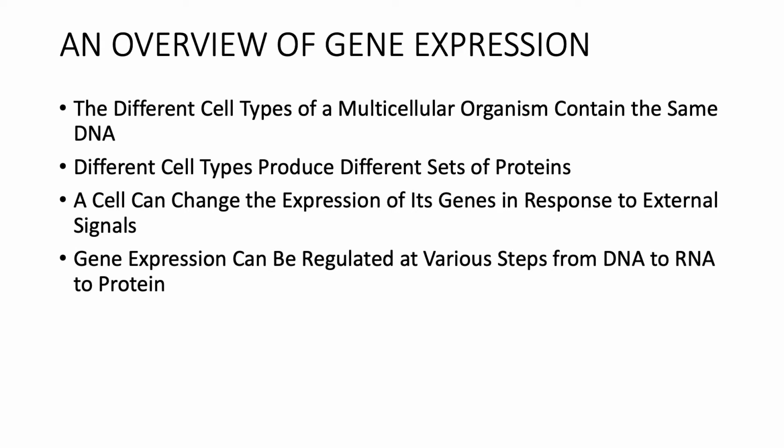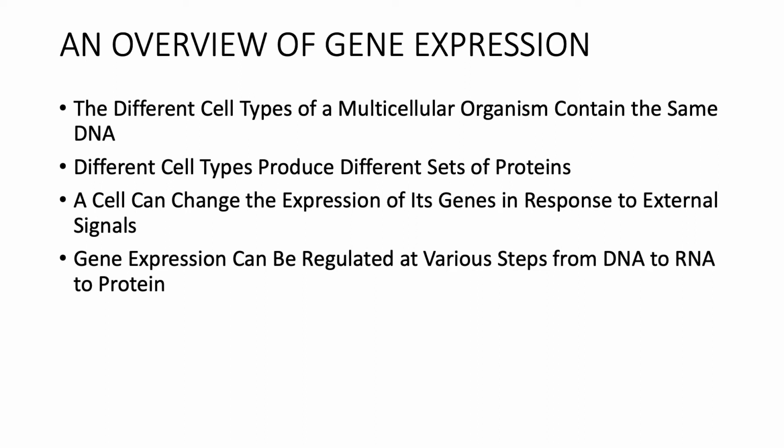So this just reiterates what I was saying. Different cell types of a multicellular organism contain the same DNA. Every cell contains the same DNA, but different cells produce different proteins. That's what makes up the difference between cells. A red blood cell will express different proteins than a liver cell or a brain cell or a skin cell. And that is generally based on the specific expression of genes that encode those proteins. And of course, the cell can change the expression of its genes in response to external signals. And we'll see later, it can be at various steps, from the DNA to RNA to protein.